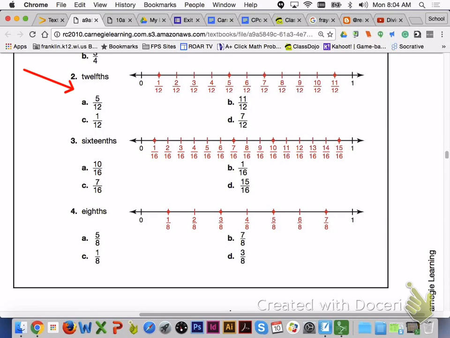Here is what your number line should look like for twelfths with the 4 fractions plotted. Here's what your number line should look like for sixteenths with your 4 fractions plotted, and your number line for eighths with your 4 fractions plotted. Please check over your number lines to make sure that you have them correctly labeled and plotted.